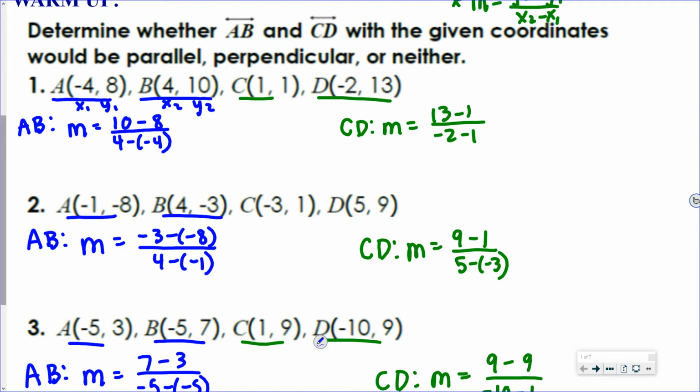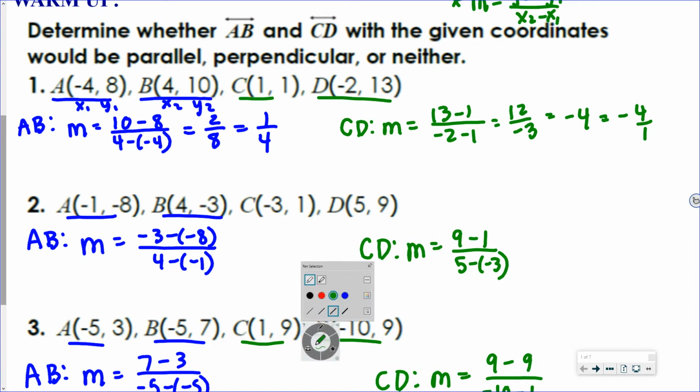Okay, so I always keep it consistent. Call my first one x1, y1, second one x2, y2. Good stuff. With me, Alejandro? Yes. Okay, so here I got 2 over 8, which can be reduced to 1 over 4. That one you should get a positive 1/4 for the slope. You got that? Nice job. CD, line CD, I got 12 over negative 3, which reduces to negative 4, or you can write that as a fraction if you want to, negative 4 over 1.